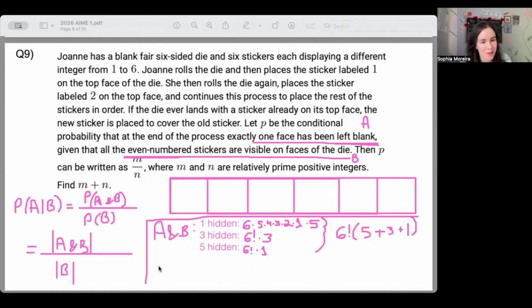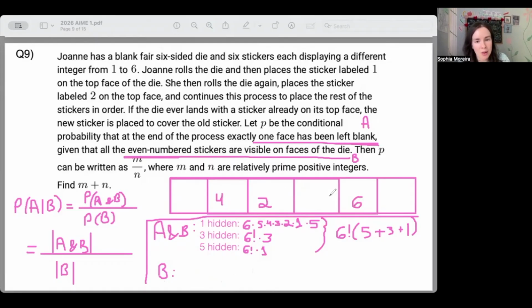Moving on to the B. So how many ways are there to place the even number stickers so that they're visible on all the faces of the dice? I'm going to place the stickers in whatever order I want to make my life easier, but then note as I'm doing this, if I place, let's say, an even first, and here's my other even, here's where I'm putting my 4.